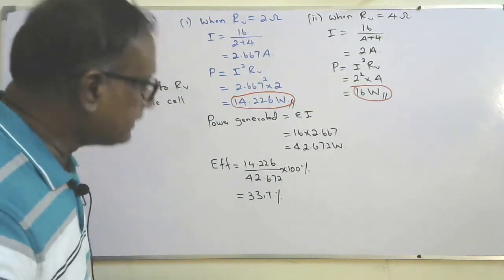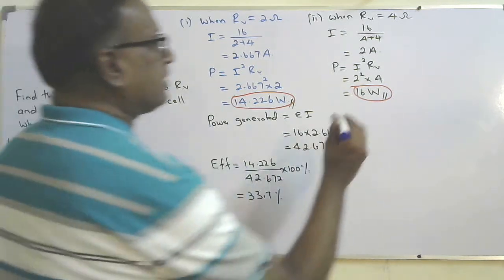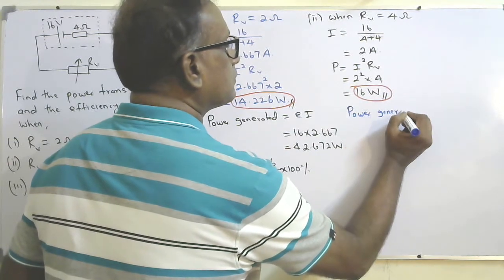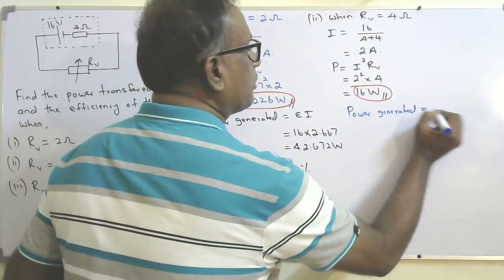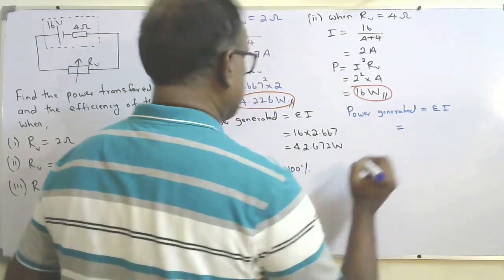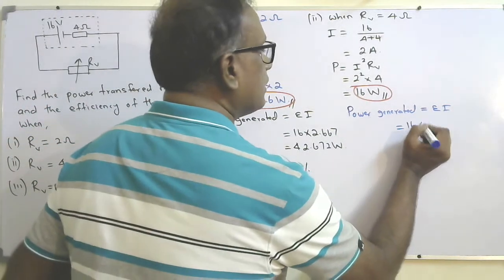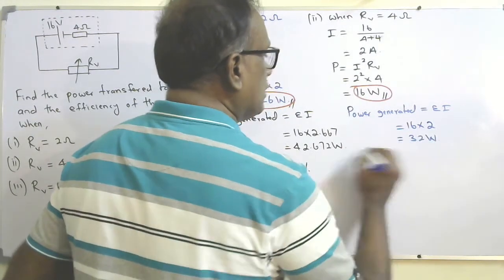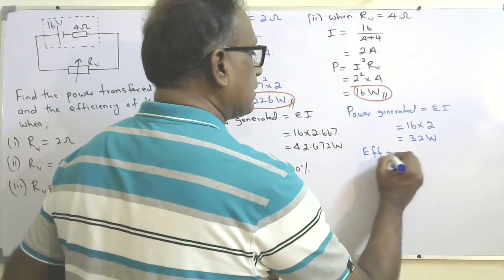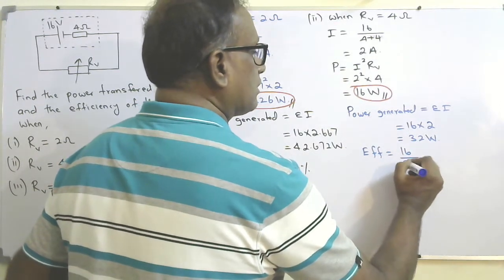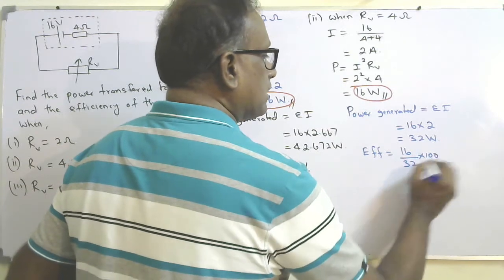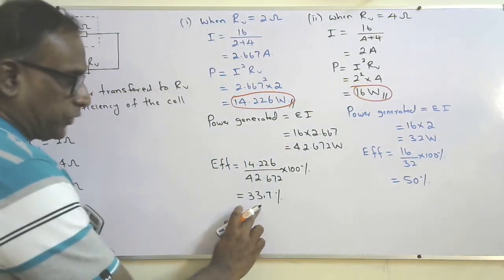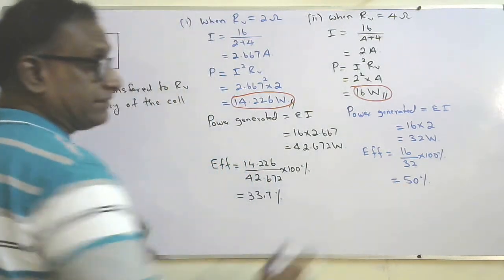So now we need to find the efficiency. Power generated is equal to EMF times I, so EMF is 16 into I is 2. That is 32 watts. Efficiency is 16 over 32 into 100. So that will be 50%. It was 33.7%, and now it's 50%, increasing.